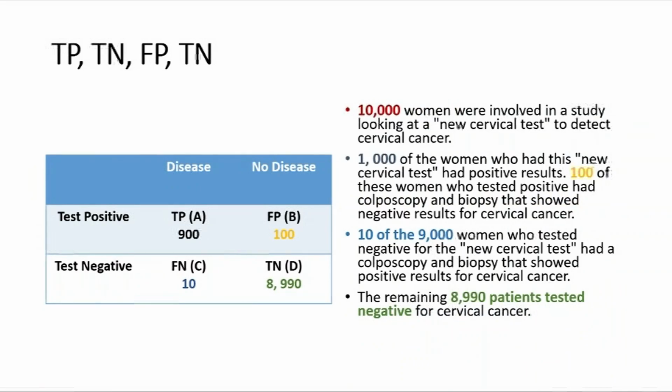This is the original question and this is the table representation. We should be able to do this very fast in the exam because this table is helpful for a number of questions. You can use it to calculate your sensitivity, your specificity, your positive predictive value, negative predictive value, and accuracy.